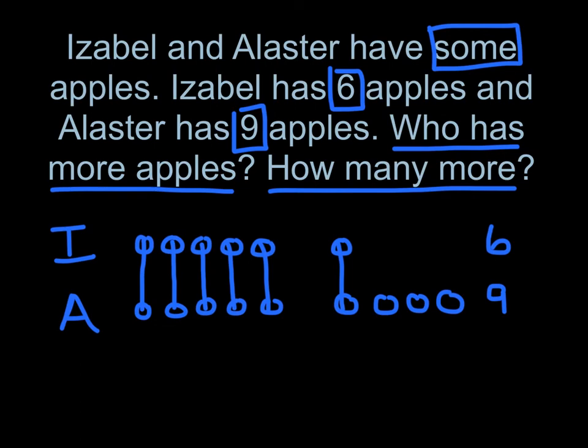How many more does Alistair have than Isabel? Alistair has 3 more apples than Isabel.